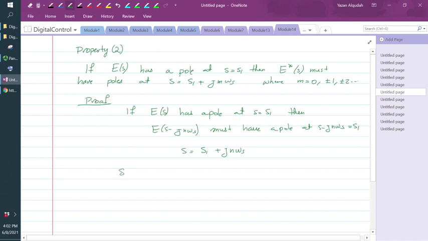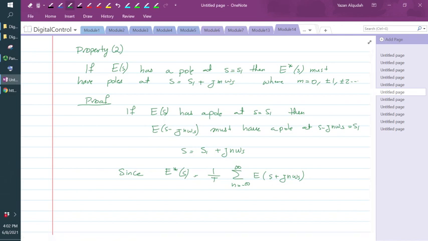Now, since E star of S is equal to 1 over T, the summation from n equals negative infinity to infinity of E of S plus j multiplied by n multiplied by omega S, it follows that E star will have poles at S equal to S1 plus n multiplied by omega S.